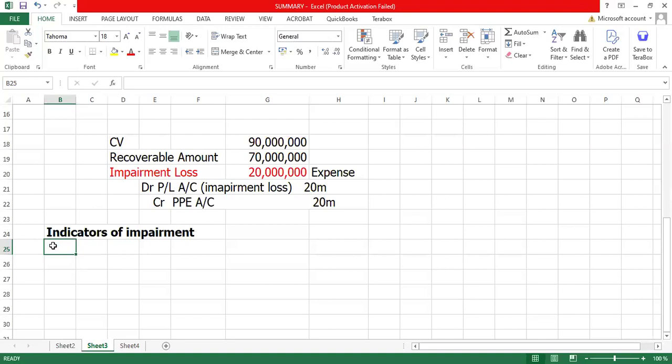These indicators can be internal indicators or factors, internal, and we can also have external. So an examiner can say, you explain the external indicators of impairment, and for you, you only know internal. So it's good to know the internal factors and the external factors.